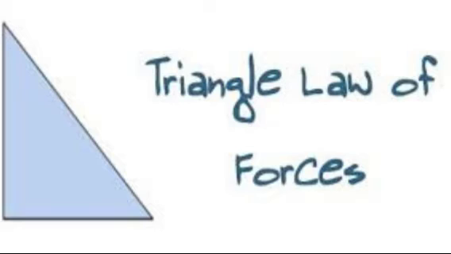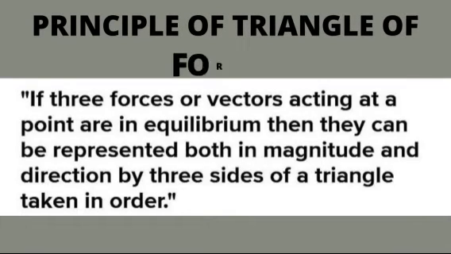And then we go to the triangle law of forces. Please note that everything we are saying has to do with balancing of forces to cause equilibrium on an object. The principle of triangle of forces states that if three forces or vectors acting at a point are in equilibrium, then they can be represented in both magnitude and direction by three sides of a triangle taken in order. What this means is that, we have been showing pictures and we have been dealing with two forces acting at a point.